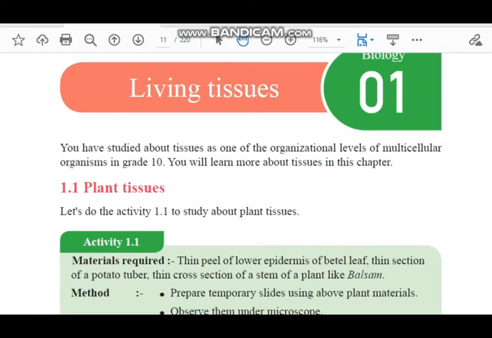So here we are going to focus our attention on the tissues. There are two types of main tissues, the plant tissues and animal tissues. So for both, the simple tissue structure is going to be studied in this, but not the advanced one.